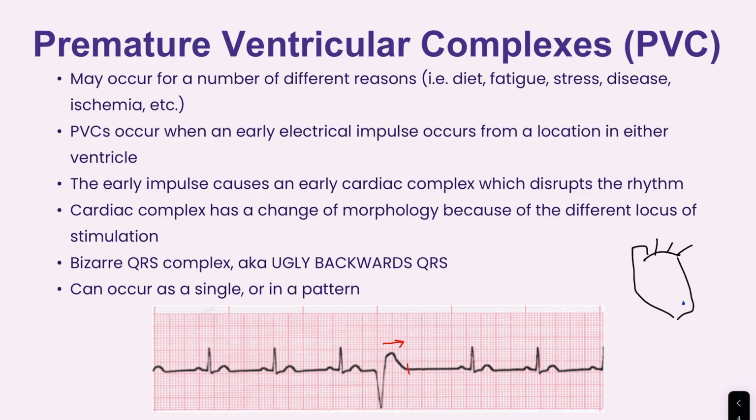But he's happening early, premature. That's all it is. It's a complex that originates in the ventricles, and it wanted to throw the party, and it just arrived early. PVCs happen all the time. Sometimes if you feel like your heart is skipping a beat, that's a PVC.